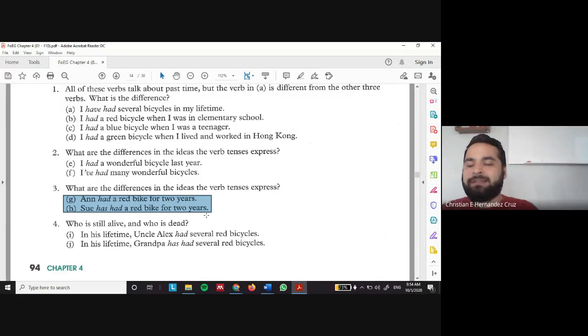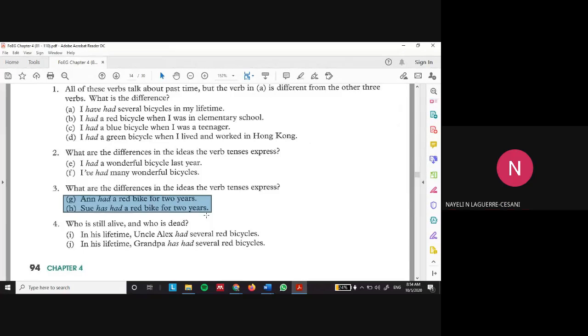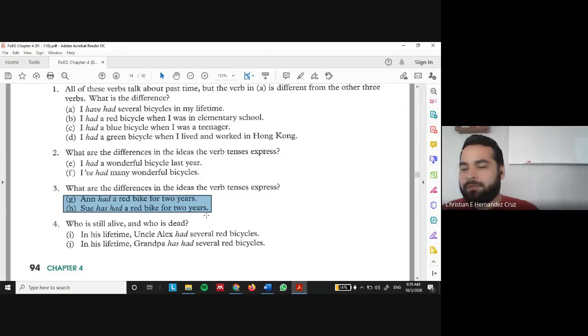Do these sentences mean the same thing? Or is there a little difference between Anne and Sue's ownership of these bicycles? Dicen prácticamente lo mismo. Bueno, pero con diferentes dueños. Ok, vamos a pensarlo en español.